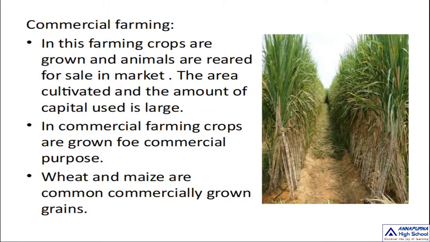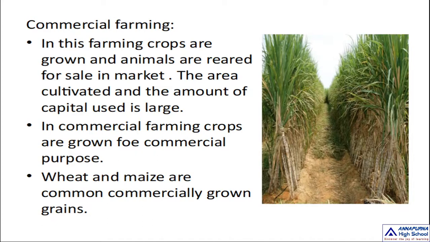In this video, I continue the same lesson. The subsistence farming is completed. Now the next type of farming is commercial farming. In this farming, crops are grown and animals are reared for sale in the market. Farmers grow crops, and along with that they rear animals also. Why do they rear so many animals? Because they sell them in the market, like hens, goats, and the products of those animals.